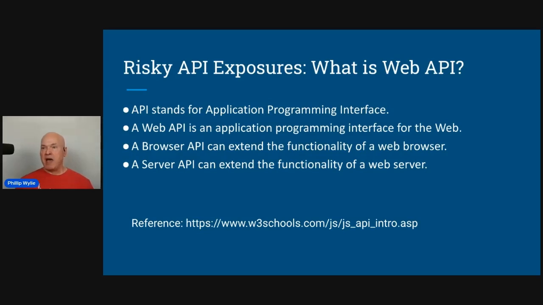So risky API exposures. So what is a web API? API stands for application programming interface. A web API is an application programming interface for the web. So this is for your websites. It's web facing, so it's connected to the web. There are also other APIs that are used for your operating systems, but we're focusing on web APIs. A browser API can extend the functionality of a web browser. A server API can extend the functionality of a web server.